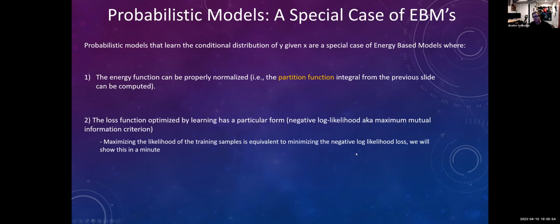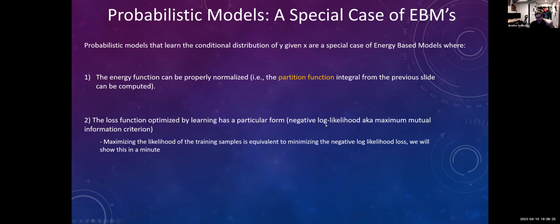Now I'm going to make the claim that probabilistic models that learn the conditional distribution we looked at on the previous slide, the conditional distribution of y given x, are really just special cases of energy-based models that meet a set of two conditions. The first is that the partition function, that normalization constant, is something we can compute. And the second is that we've trained with maximum likelihood, so we're using the negative log likelihood loss.